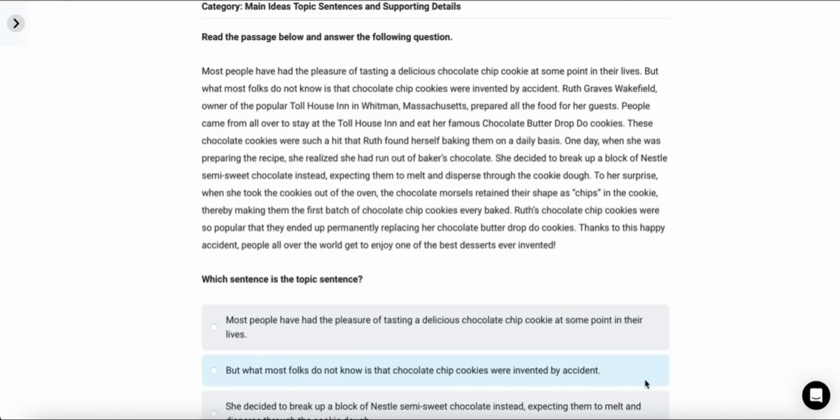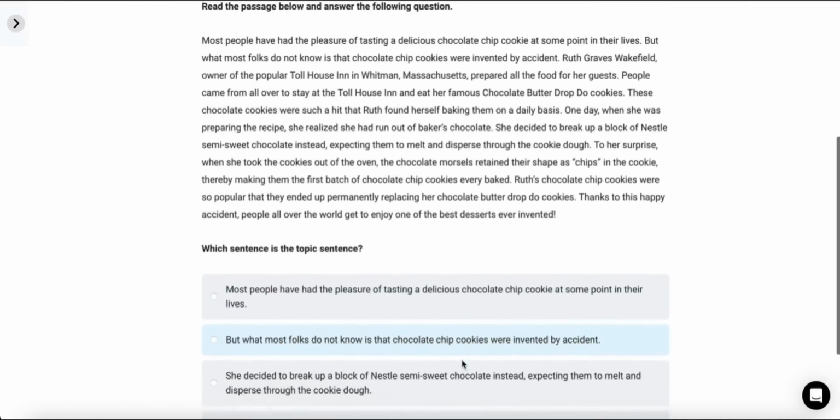One day, when she was preparing the recipe, she realized she had run out of baker's chocolate. She decided to break up a block of Nestle semi-sweet chocolate instead, expecting them to melt and disperse throughout the cookie dough. To her surprise, when she took the cookies out of the oven, the chocolate morsels retained their shape as chips in the cookie, thereby making them the first batch of chocolate chip cookies ever baked. Ruth's chocolate chip cookies were so popular that they ended up permanently replacing her chocolate butter drop do cookies. Thanks to this happy accident, people all over the world get to enjoy one of the best desserts ever invented.